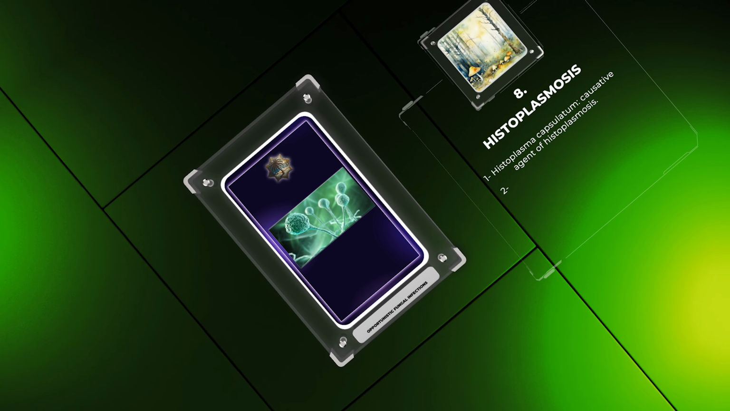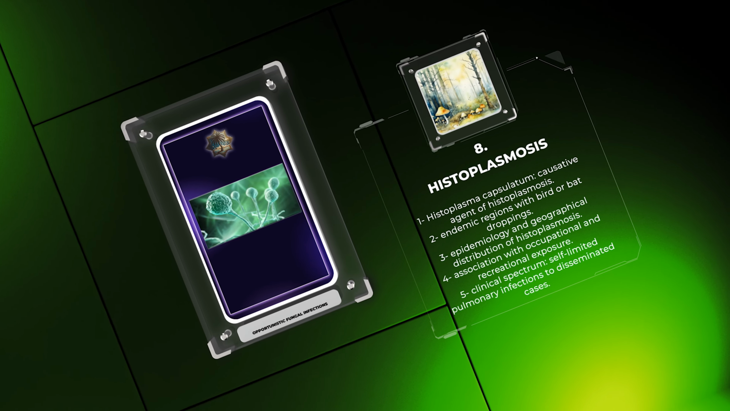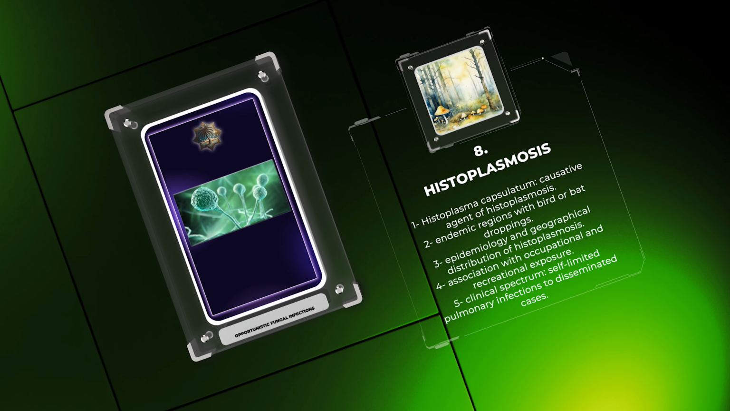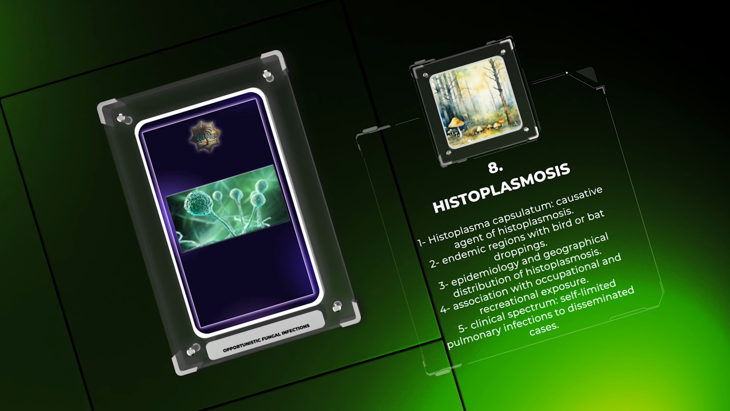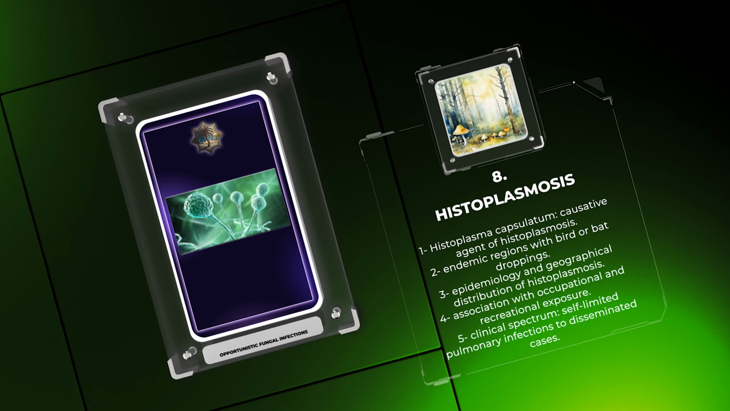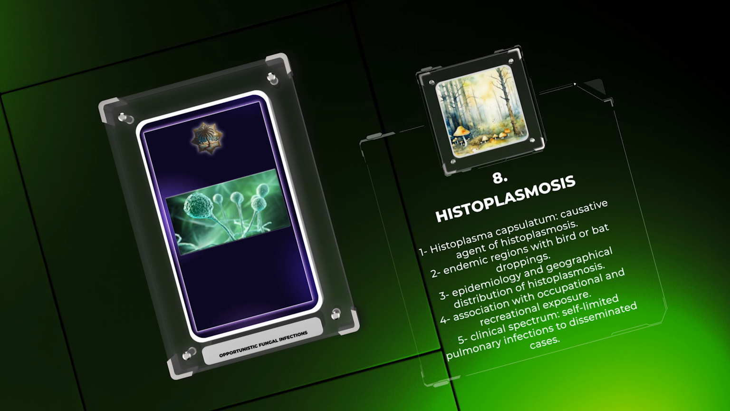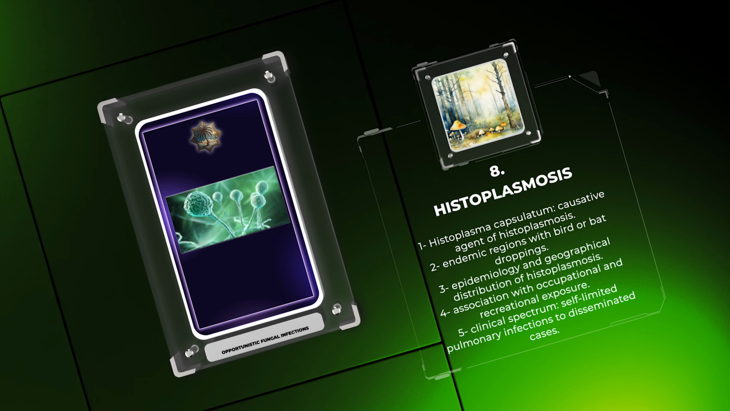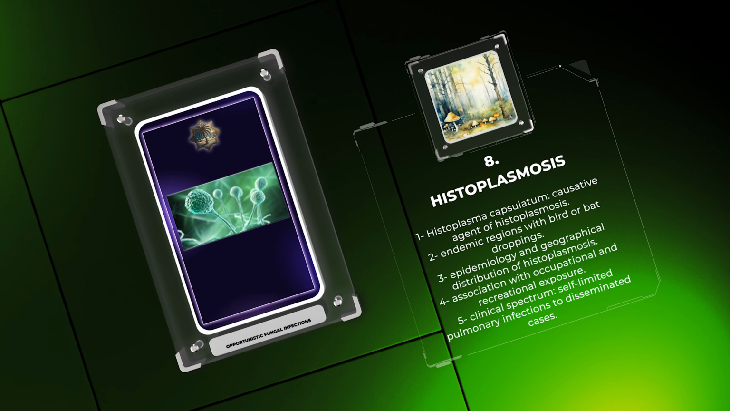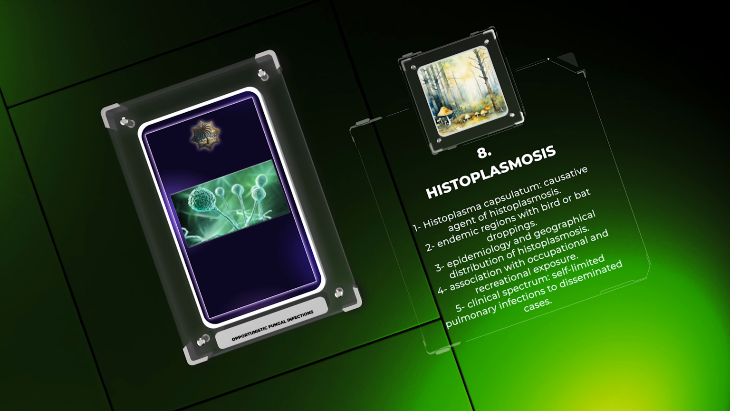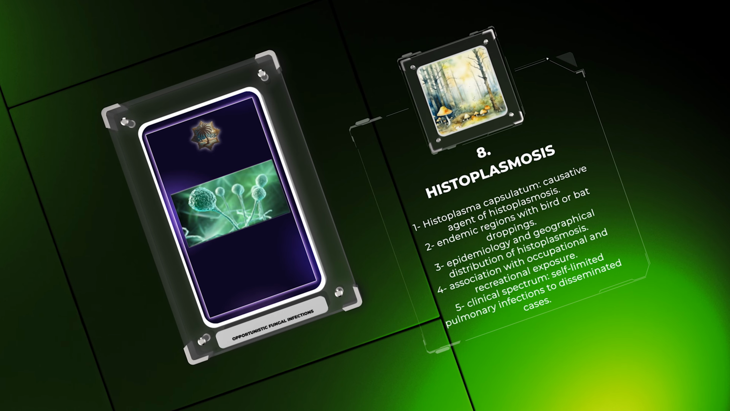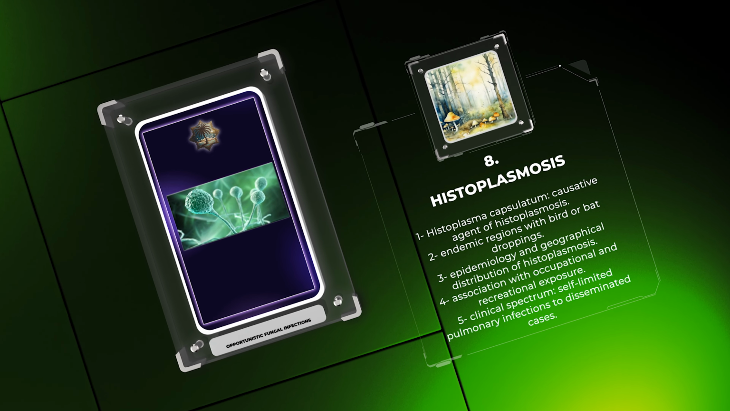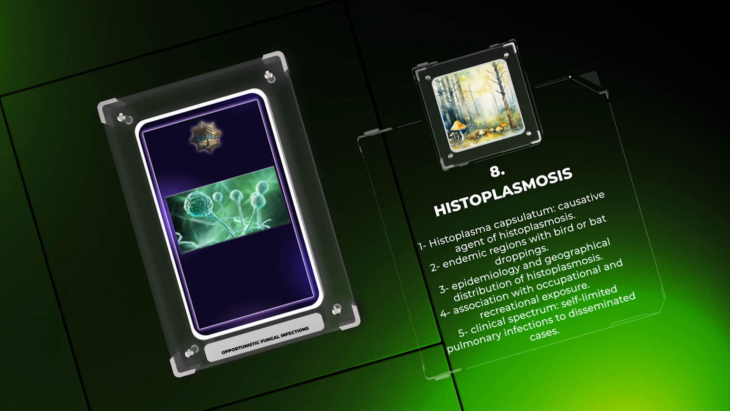Histoplasma capsulatum, the causative agent of histoplasmosis, is endemic in certain regions, particularly areas with bird or bat droppings. We will examine the epidemiology and geographical distribution of histoplasmosis, including its association with occupational and recreational exposure. The clinical spectrum, ranging from self-limited pulmonary infections to disseminated cases, will be detailed. Diagnostic approaches, including antigen detection and serological tests, will also be discussed.